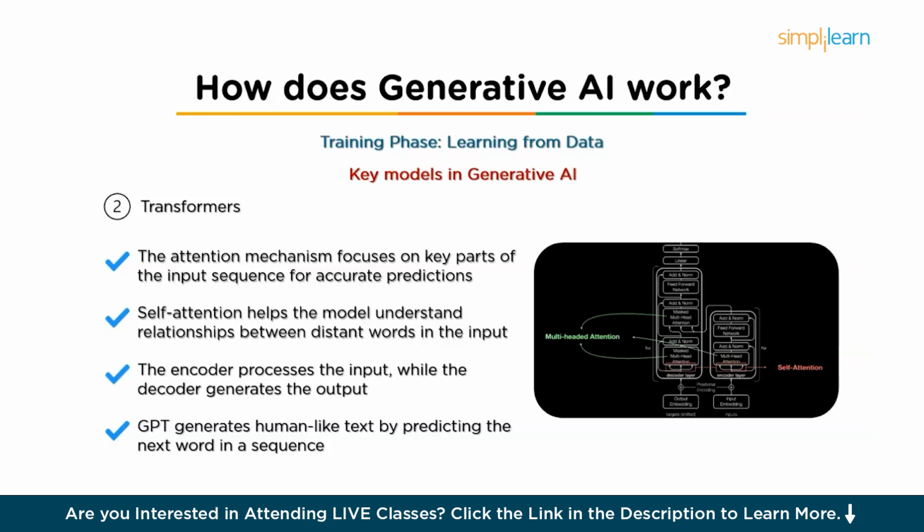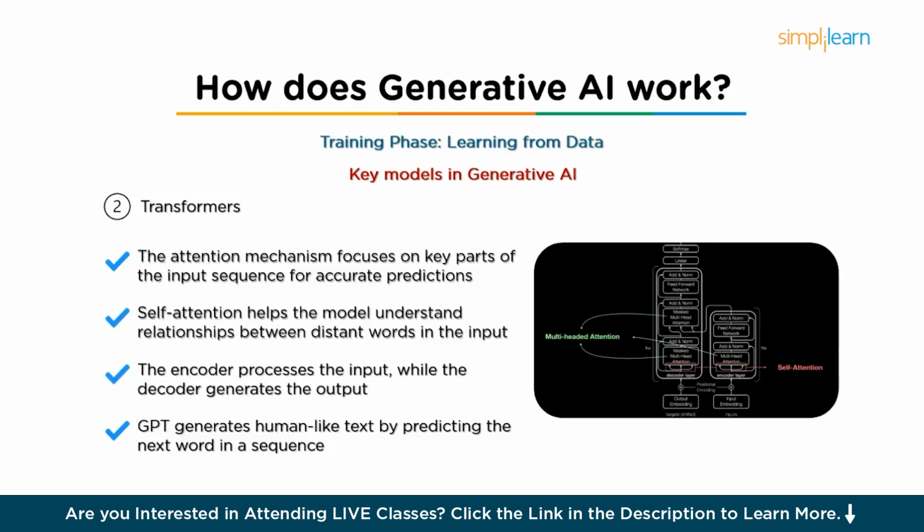So here also we have two parts. First is the self-attention. This is a key concept in transformers, self-attention. It enables the model to consider all parts of the input data when making predictions, rather than just focusing on a fixed window of data. So this helps the model to understand the relationships between words that might be far apart in a sentence.